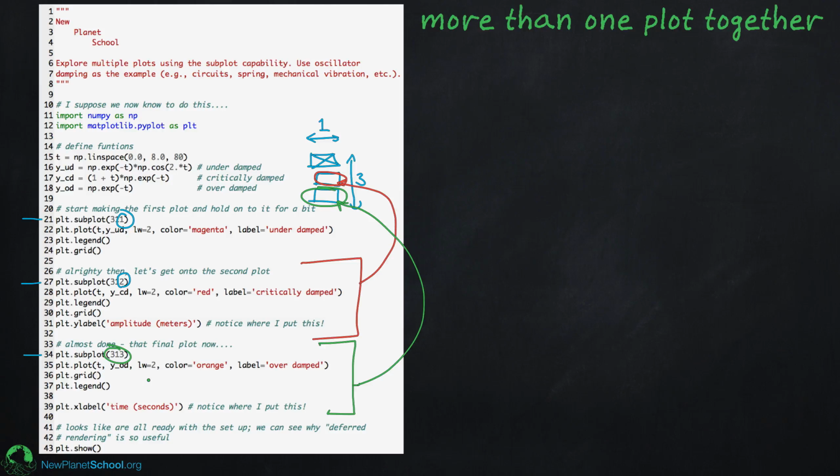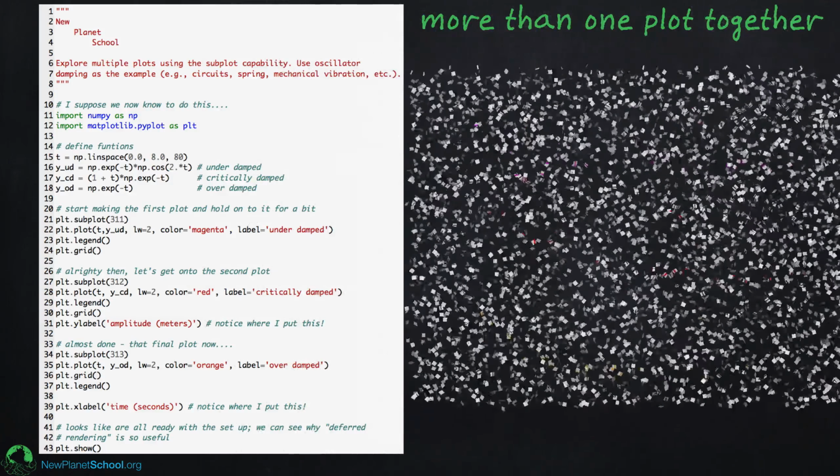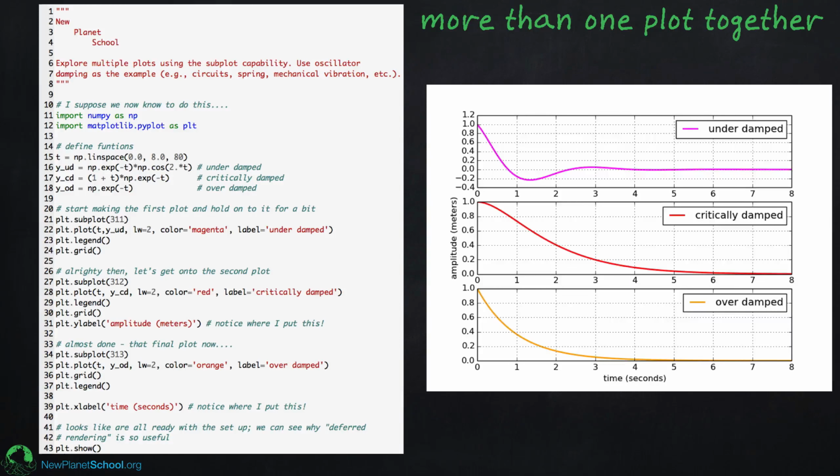Okay, and then at the very end, as I said, when you're done, put it all together and make the plot. And here's what that looks like. So we have our 3 plots, underdamped, critically damped, and overdamped, all next to each other.